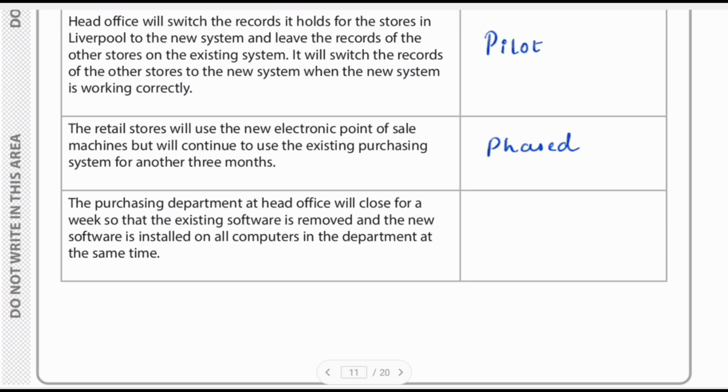Next, the purchasing department at head office will close for a week so that the existing software is removed and the new software is installed on all computers in the department at the same time. This is like removing old systems instantly. So we call this direct. Direct is like throwing your old phone in the dustbin and hopping on the new one that works. Don't overthink. The wording already tells you the method. Just read carefully and you will score all 4 marks easily.